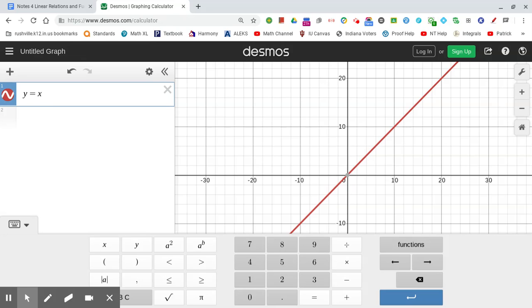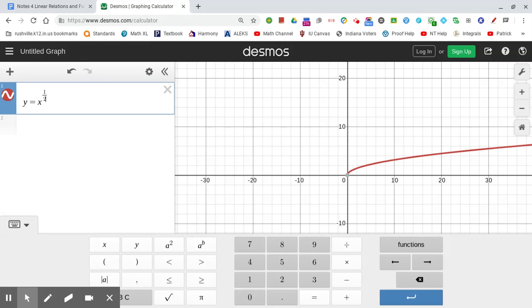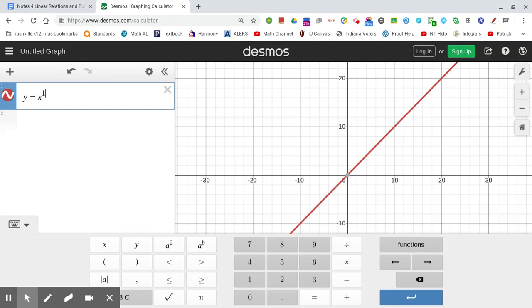If we had an exponent other than 1, so right now y and x both have exponents of 1, let's see what that would look like. So x squared, we have a parabola, x cubed, x to the 4th, x to the 20th, or x to the 1/2, and so on. We'll study all of those graphs here second semester. So remember, it has to have variables with exponents no larger than 1.